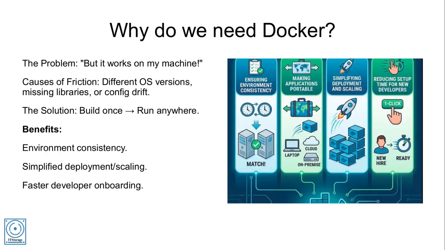Why do we need Docker? Because environment inconsistency is the silent killer of productivity. We have all been there. A developer writes code on macOS, but it fails on a Linux production server because a specific library version is missing. Docker eliminates this friction. By ensuring the environment is baked into the container, we move from "it works on my machine" to "it works because it's in a container." This reduces setup time for new developers from days to minutes.